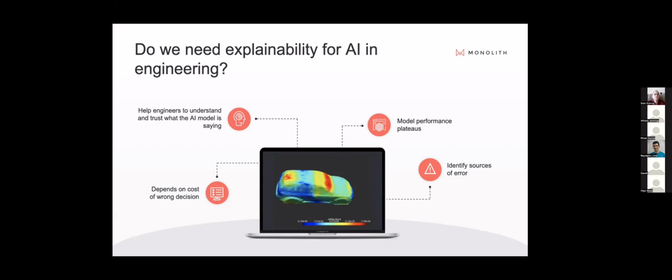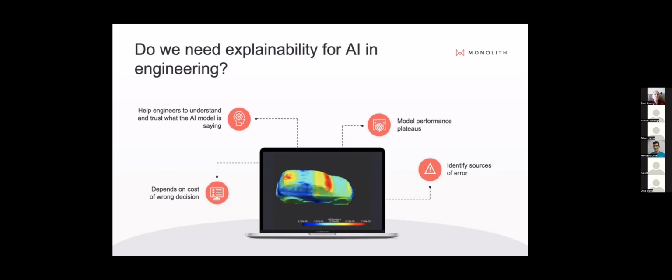So the other aspect is explainability can help engineers to trust and understand what the model is saying. So is it lining up with their decades of engineering experience and their physics-based models? So in a sense, marrying together the AI with the subject matter experts. And it's a way of being able to also justify the particular decisions being made by the model.